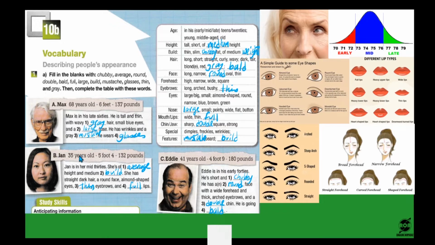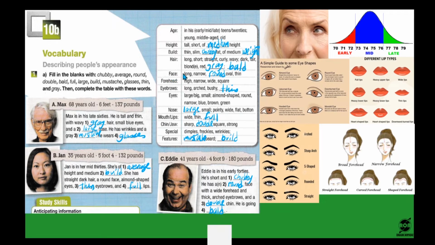Then Bijan, she's 35 years old, so she's in her mid-30s. Notice that right here. So she's of average height and medium build. She has straight dark hair. Look at this, the hair, and she has a round face. We're going to be talking about faces in a moment. Almond-shaped eyes. Notice the way her eyes are. Right here we have some description of the eyes. And thin eyebrows. Look at the eyebrows that are on top of the eyes. And full lips right here.